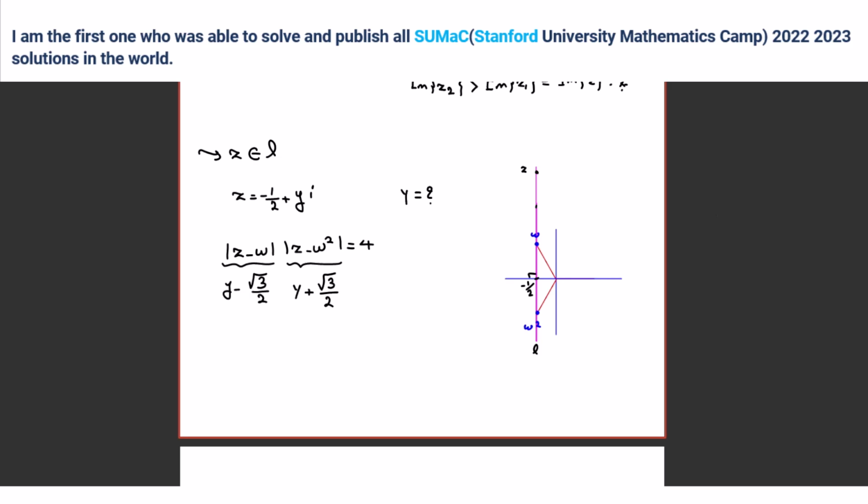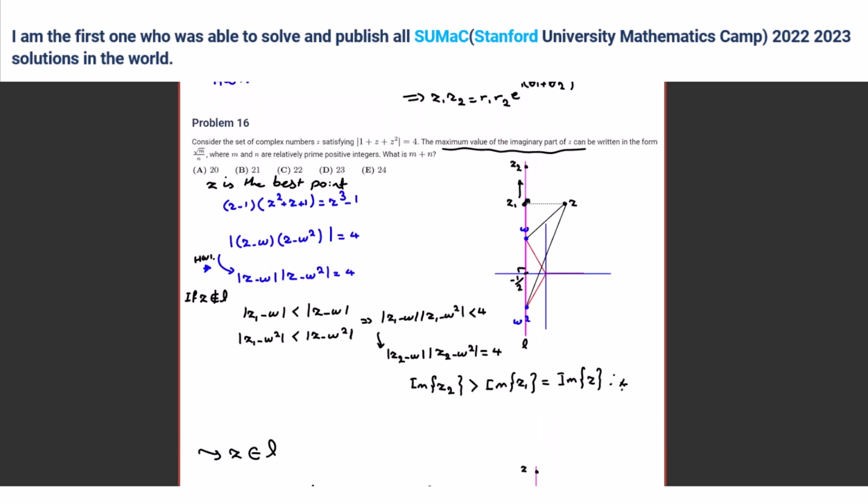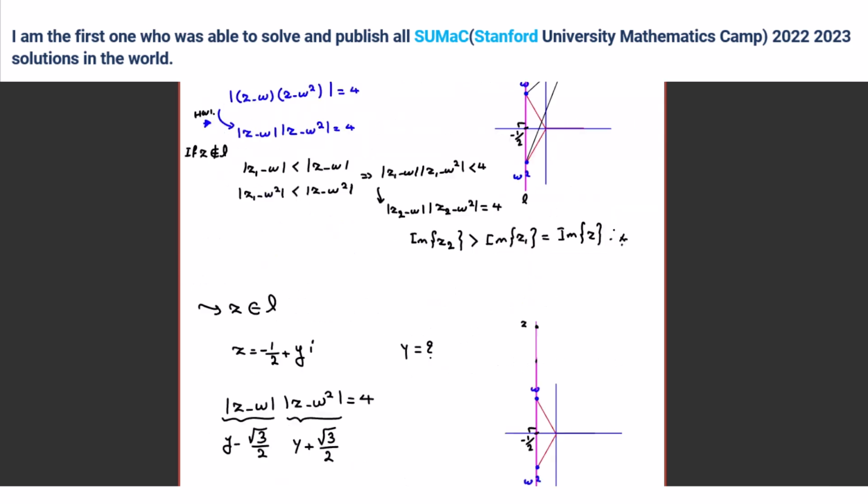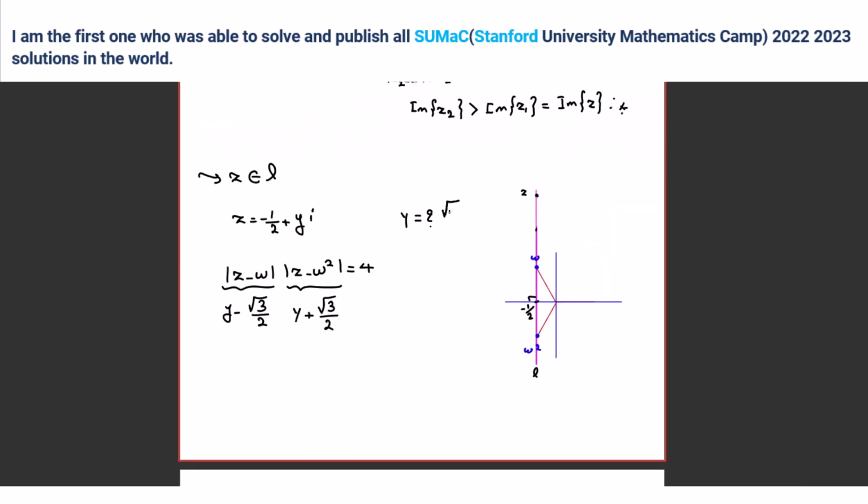Okay. Let me check the problem. It says the maximum value is in the form root m over n, and you should find y. Want to try the rest on your own? Yeah. Okay, sure. Try. So y is square root of 19 over 2.